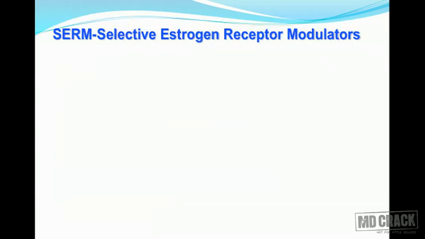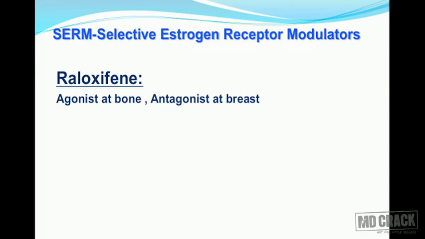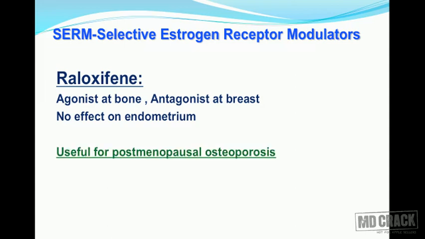The next selective estrogen receptor modulator is raloxifene. And raloxifene is a little different than tamoxifen. Look at it. It is an agonist at bone and an antagonist at breast. So that's the same as tamoxifen, but it has no effect on the endometrium. It does not do anything to the estrogen receptors in the endometrium. It doesn't stimulate, it doesn't block, and this drug does not have the risk of endometrial carcinoma or endometrial hyperplasia, and it is proven to be efficacious as an agonist at bone.